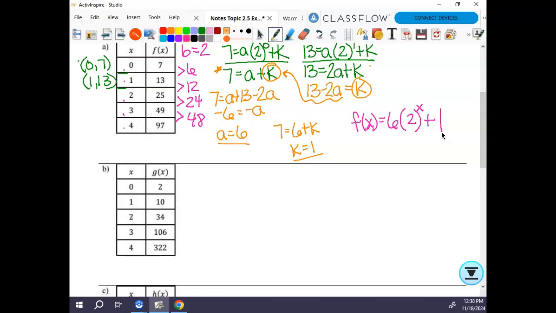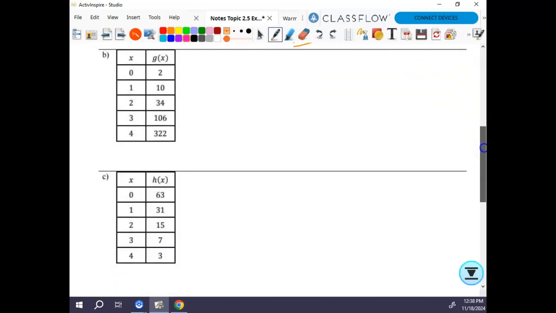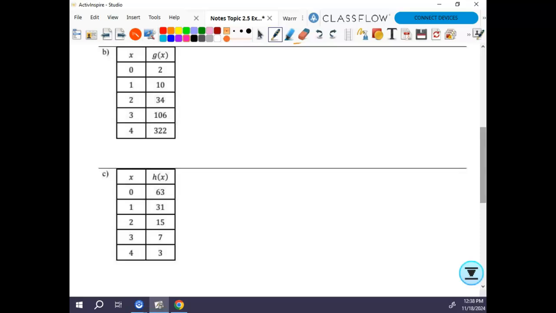All right. Let's move on to b then. So I look again, we've got equal length input value intervals. 10 over 2 is not the same as 34 over 10. So I'm going to do my differences here. This is 8, this is 24, this is 72, this is 216. So what is B? 3. B is equal to 3.